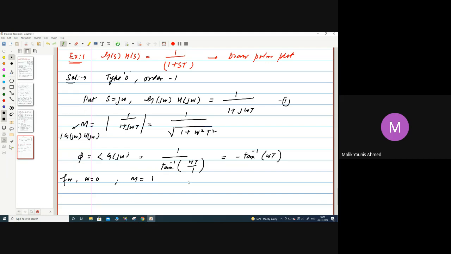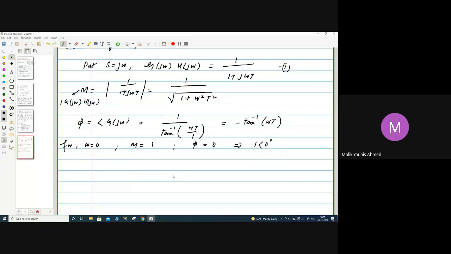Now I will write the angle also. Phi at that point will be equal to minus tan inverse of 0, and tan inverse of 0 is 0. So I can write this as 1 at an angle of 0. So at omega equal to 0, magnitude is 1 and angle is 0.